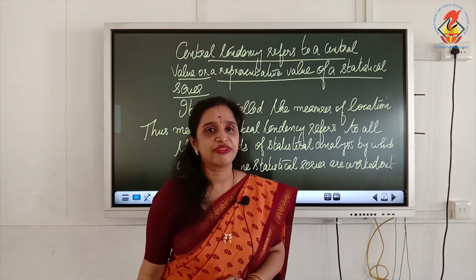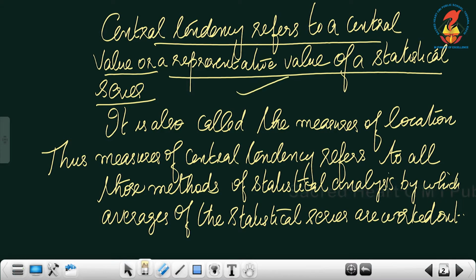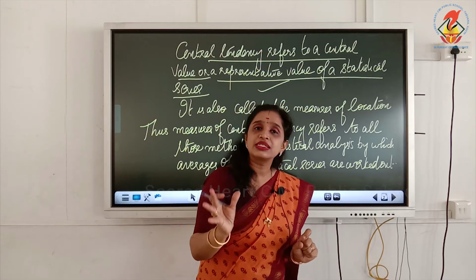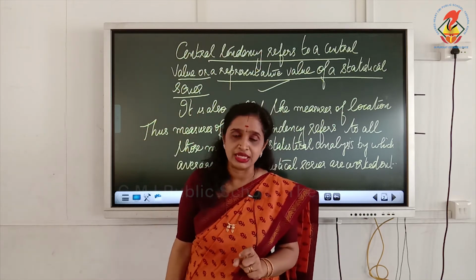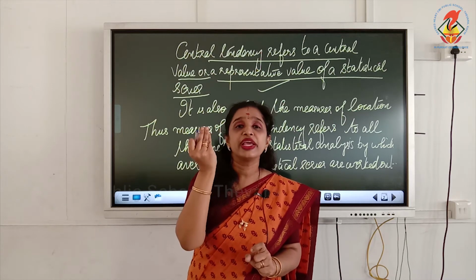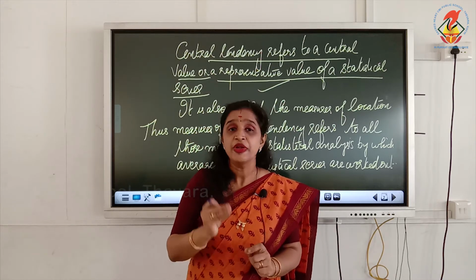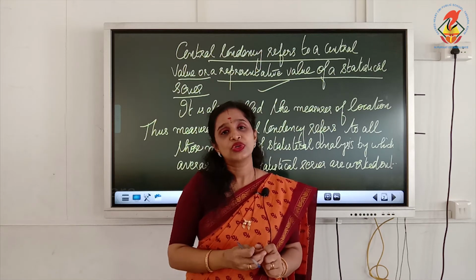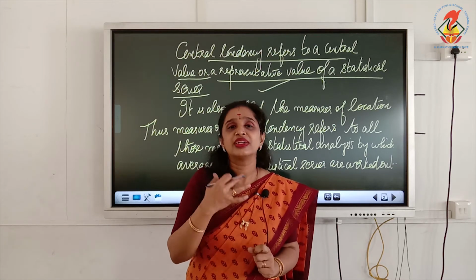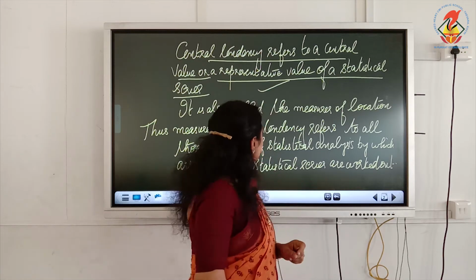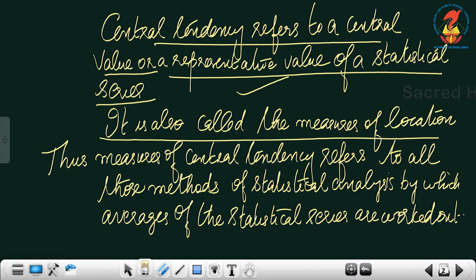So, now let us come back to the definition. The central tendency refers to a central value or a representative value of a statistical series. For a particular statistical series, here the marks of 11 A, B, C, D, all these are statistical series. So, there will be a representative value for that statistical series, that is known as central tendency. Like how the teacher has used the measure of mean or averages, the central tendency helps to reach a conclusion. Now, the central tendency is also called the measures of location. So, this is another name for central tendency, measures of location.